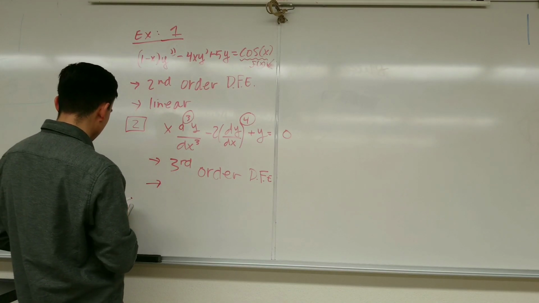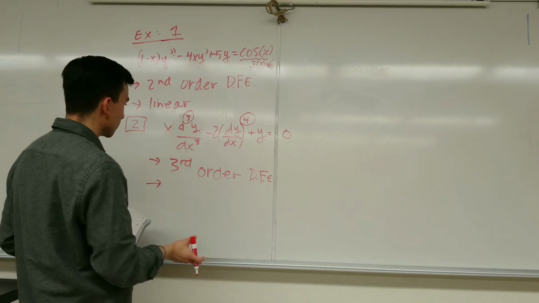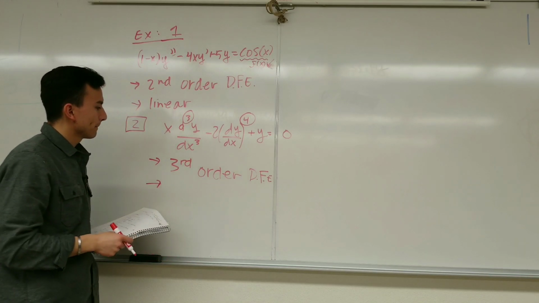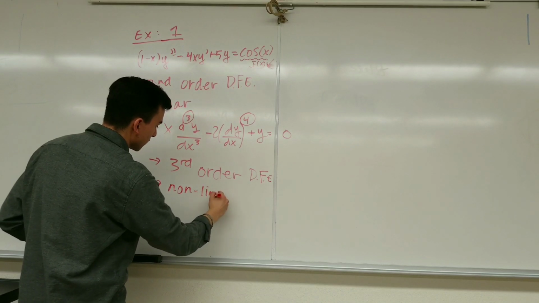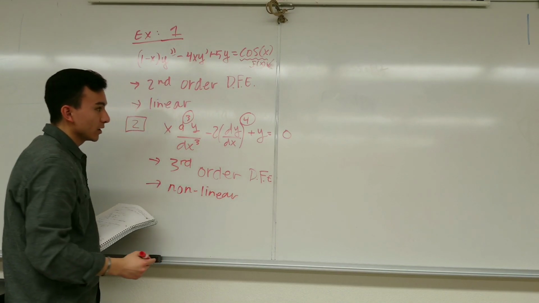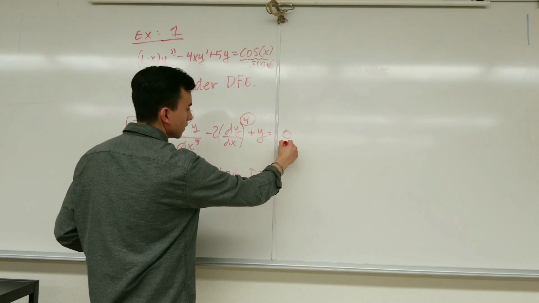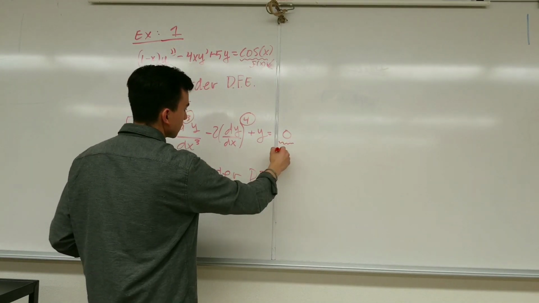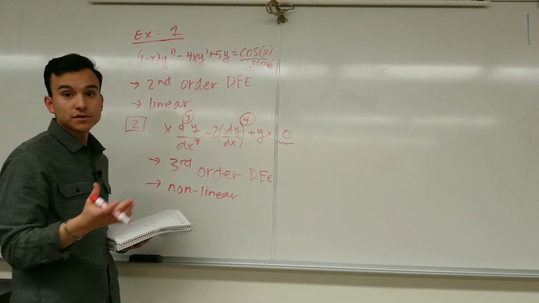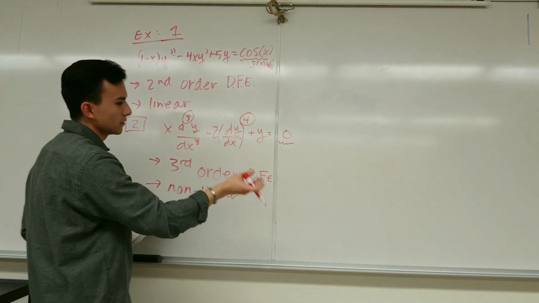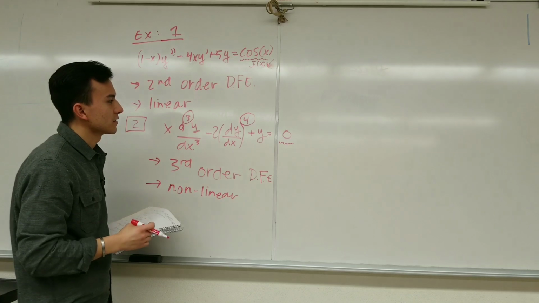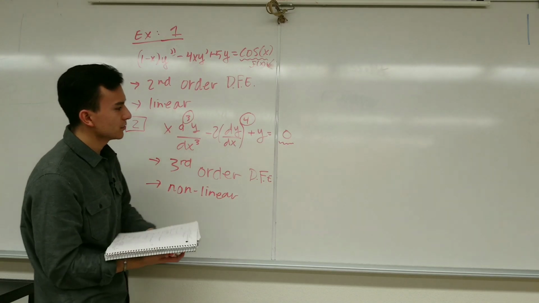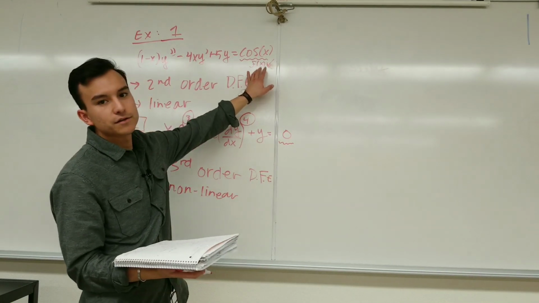And also, is it linear or nonlinear? So it's going to be nonlinear. And why is that? Well, because of this. It's equal to 0. If we looked at our format before, you'll see that nonlinear is usually equal to 0, and linear is equal to a function.